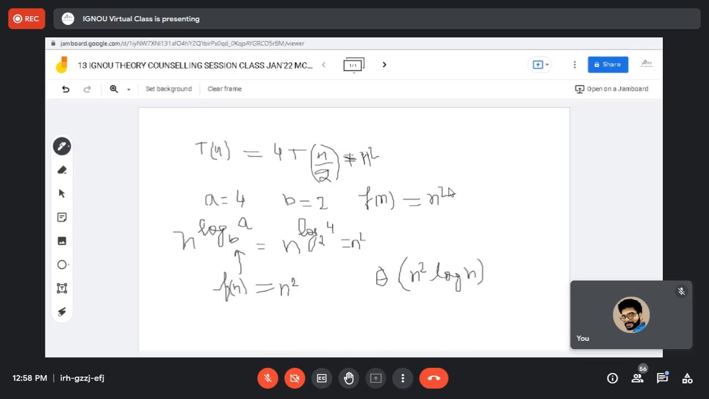Okay, got it, ma'am. Yes. If the value is n here and the Fn value is also n here, that means again both values are similar, but the answer is n log n. That means the value of this multiplied by log n.